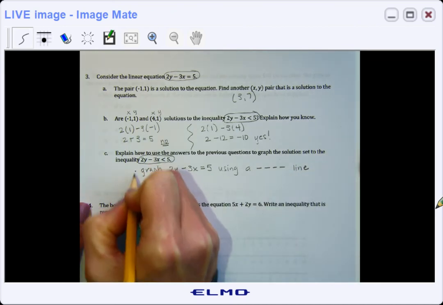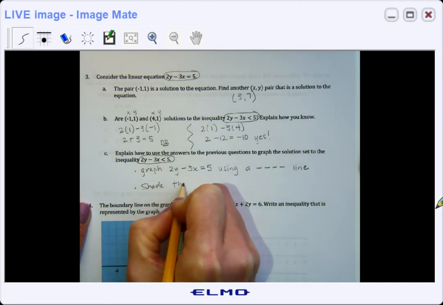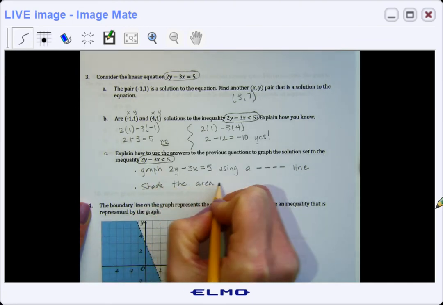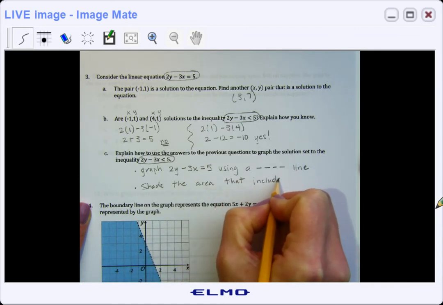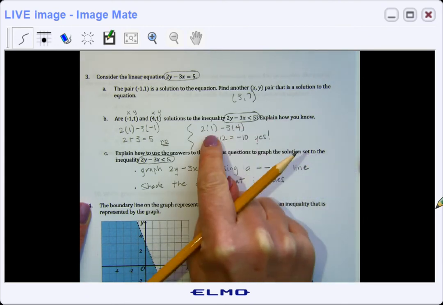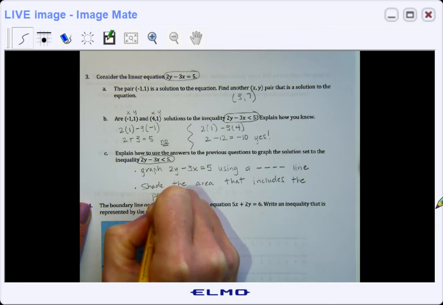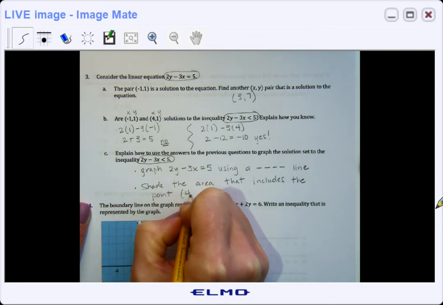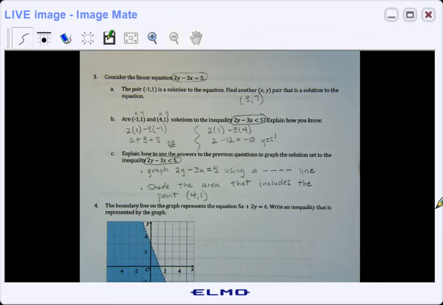And then shade the area that includes this point that we found that made the inequality true. And that was 4, 1. So includes the point 4, 1. All right, and that is how you would graph the inequality.